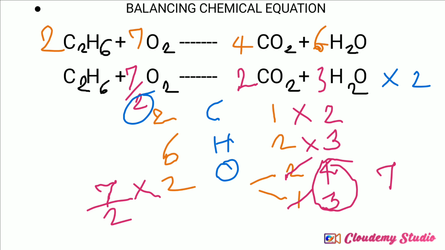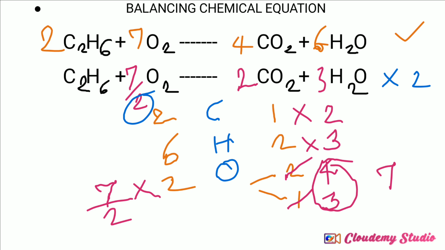So now the equation is balanced. Now here we can check all the sides. Carbon, both the sides 2 atoms are there, hydrogen, both the sides 6 atoms are there, oxygen, both the sides 7 atoms are there. Also all the atoms are equal. So that only we have multiplied by 2. Here also all the atoms will be equal. So this equation is balanced. This is the balanced equation.